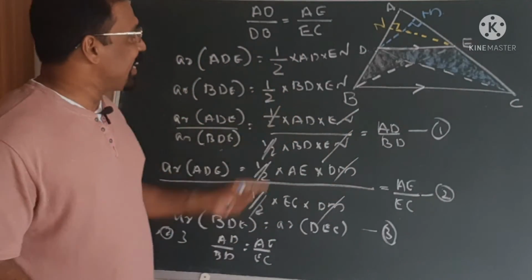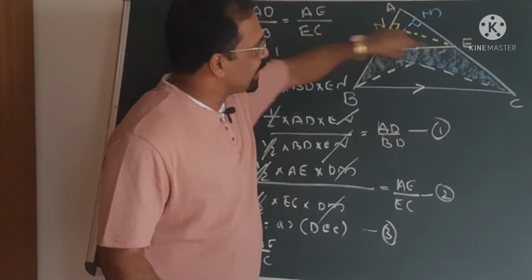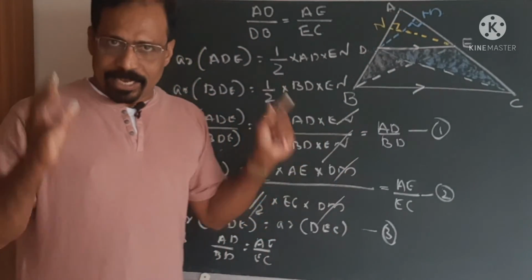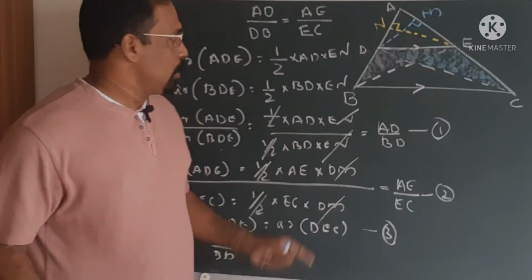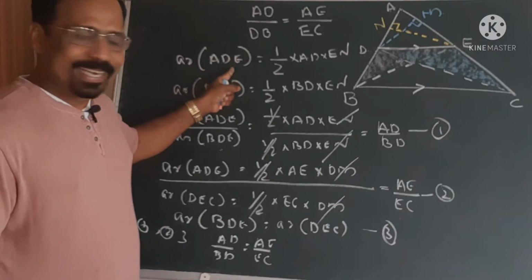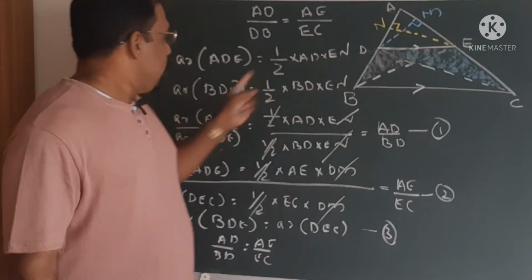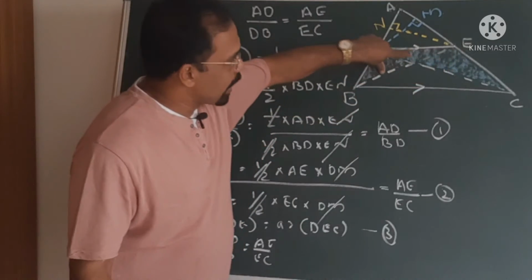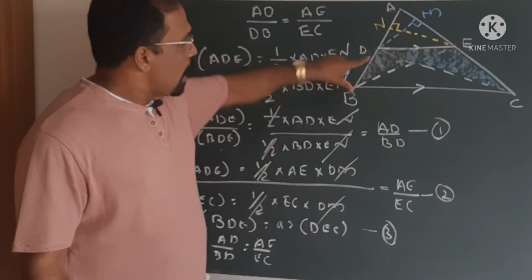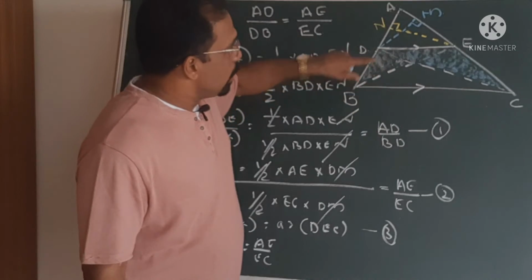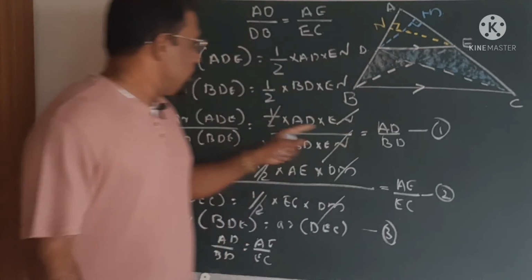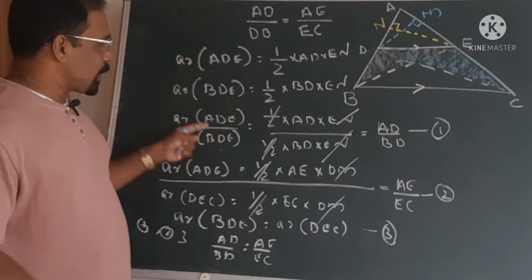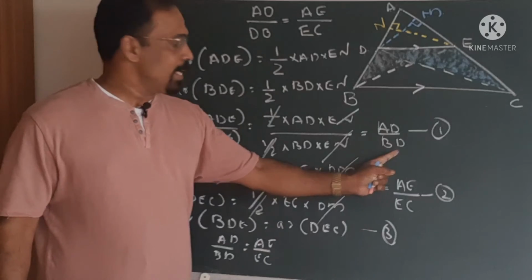First of all we have taken this triangle, that is triangle ADE. We know that the area of a triangle is half into base into height. Therefore area of triangle ADE is half into base into height. Now second triangle which we have taken is BDE, this triangle. So here again half into base into height. The perpendicular height is EN. So that is half into base into height. Now if we take the ratio of these two triangles, we will get AD by BD.